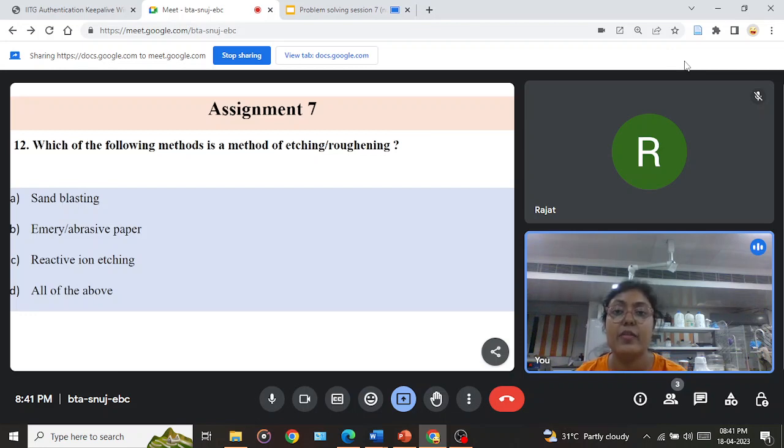So you have to see whether etching or roughening can be done by sandblasting, or is it done by using emery or abrasive paper, or is it done by reactive ion etching, or whether all of these three options are correct.